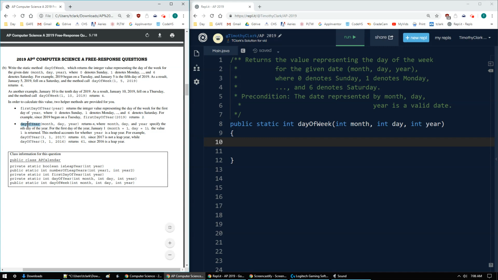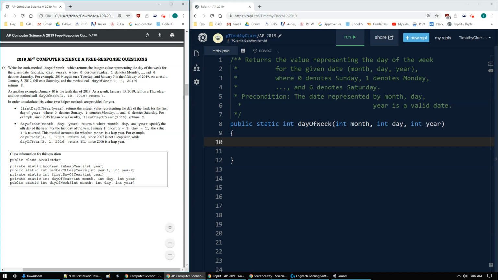The second method would be dayOfYear, month, day, year, which returns the nth day of the year given month, day, year. So the 10th, the 20th, the 100th, the 360th day of the year, whichever it is. For the first day of the year, January 1st, it would return 1. And it also takes care of the leap year, so if it's not a leap year, it would return the correct number, and if it is a leap year, it would return the extra day. So we don't have to worry about the leap year in this question. It takes care of it for us.